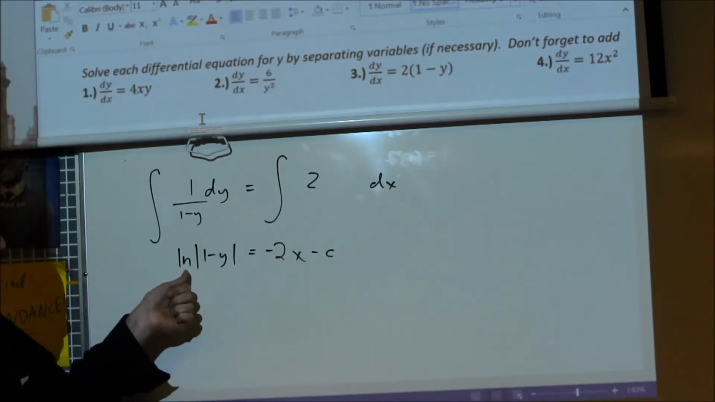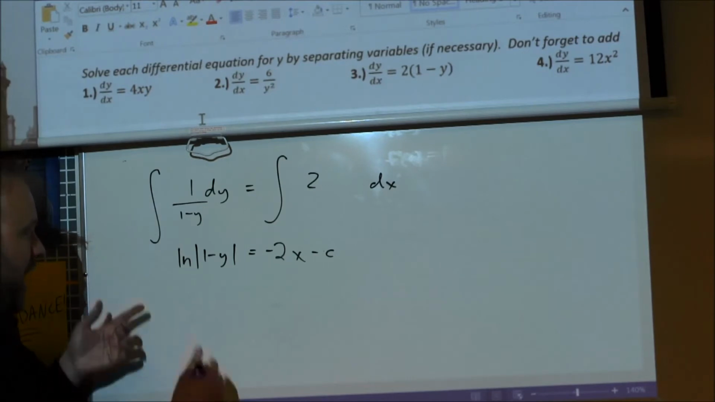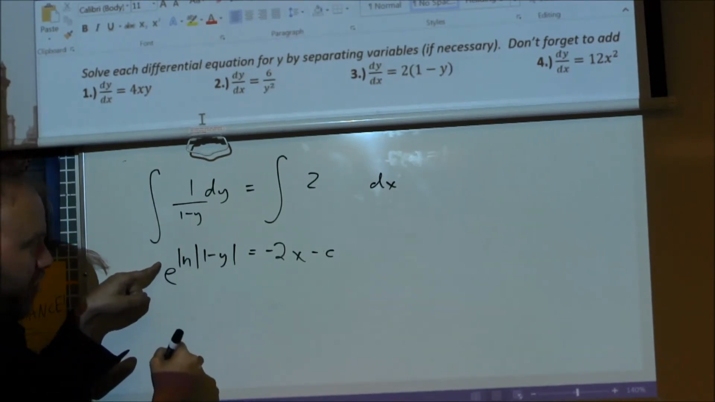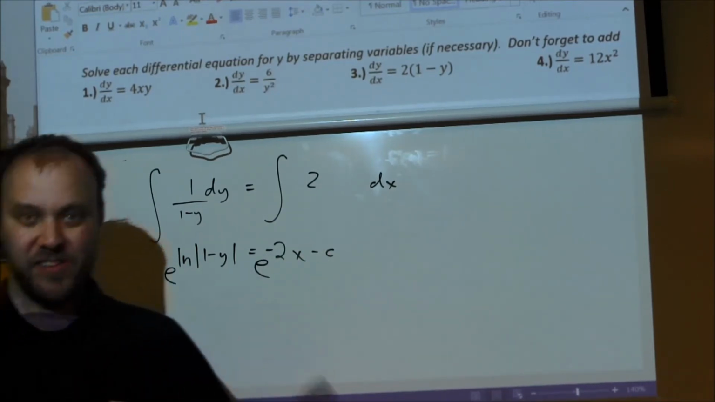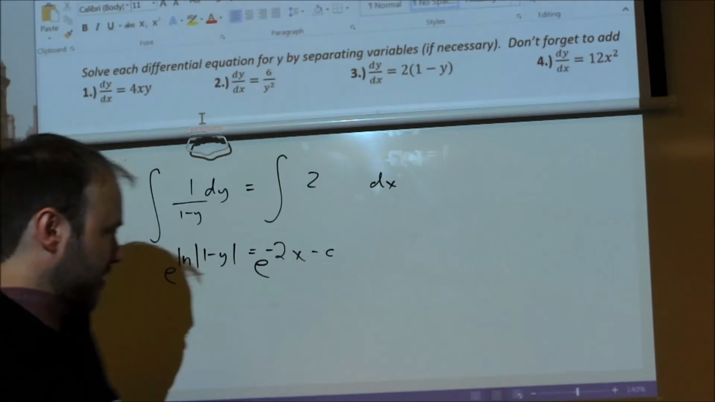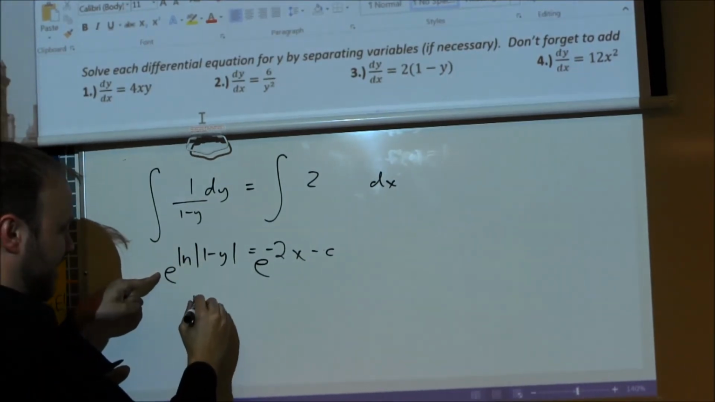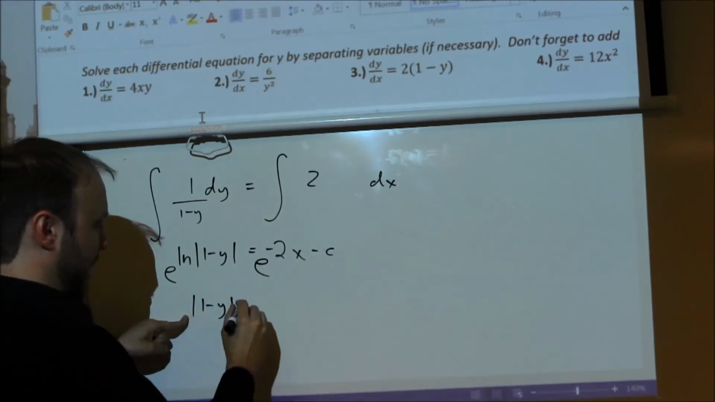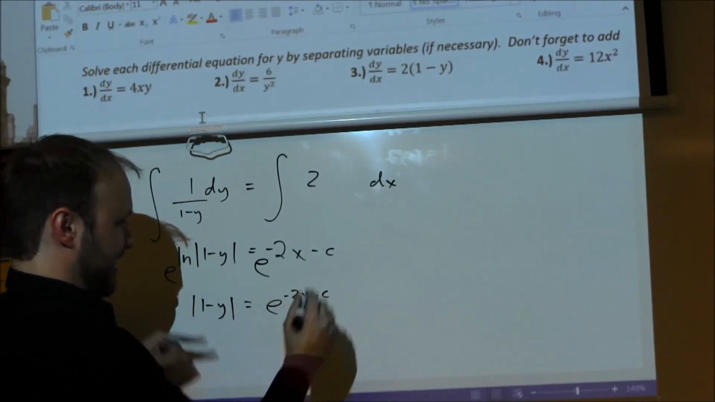Again, you can think of this as a log base e and go from log form to exponential form. If you want to raise e to the natural log of 1 minus y power, and then you can raise e to the -2x minus c power, that's also legal because you've got two equal exponents, so you're going to have two equal results. E to a natural log power, those things cancel each other out. I get 1 minus the absolute value of y inside my absolute value. Over here I've got e to the -2x minus c.